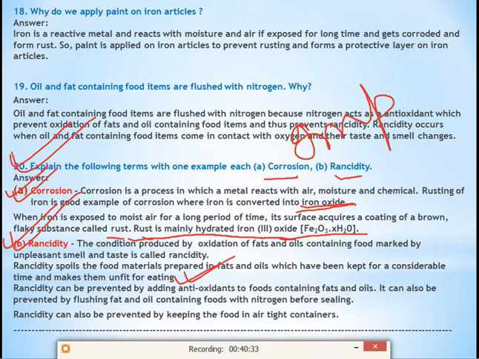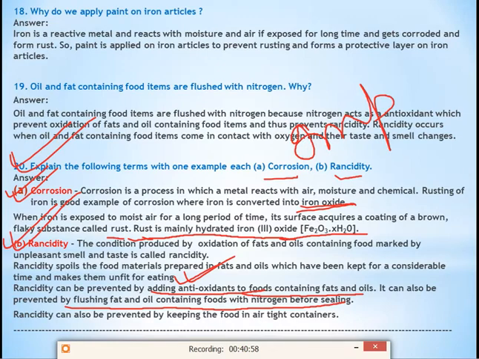This is also one of the questions which is asked in the exam. Rancidity can be prevented by adding antioxidants to food containing fats and oil. It can also be prevented by flushing fat and oil containing food with nitrogen before sealing, meaning the chips packet which we fill with nitrogen gas. So rancidity can be prevented by adding an antioxidant, and you can also write that point.